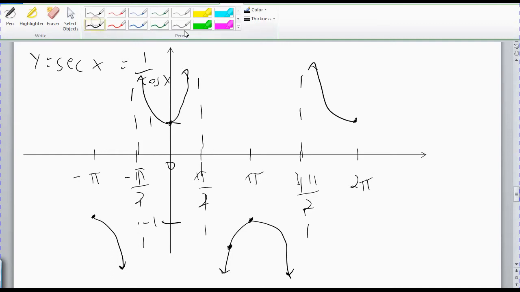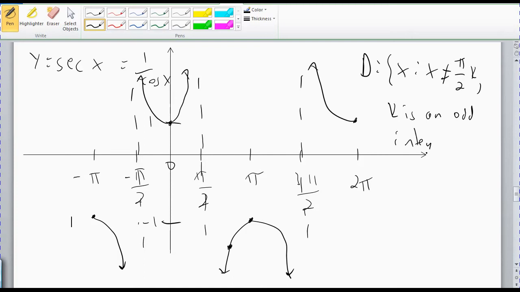The domain, as you can tell, it doesn't exist at the odd pi halves. So once again, it's going to be x such that x is not equal to pi halves k, where k is an odd integer. And then the range is kind of interesting.